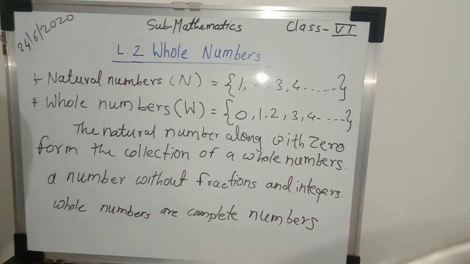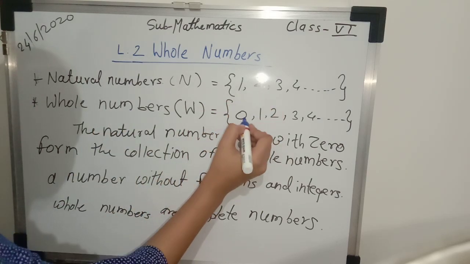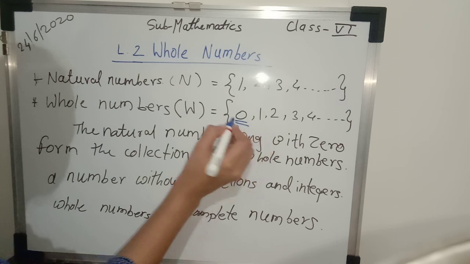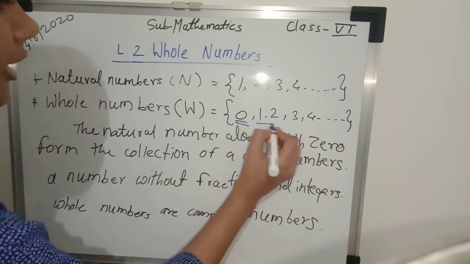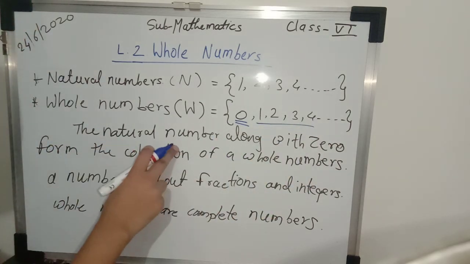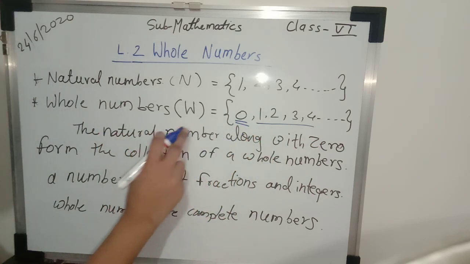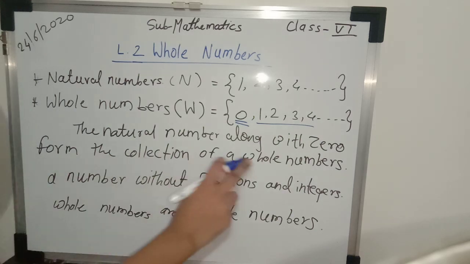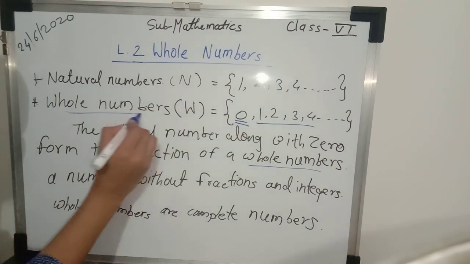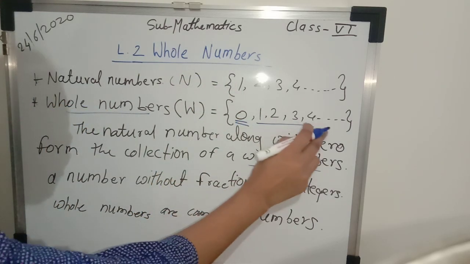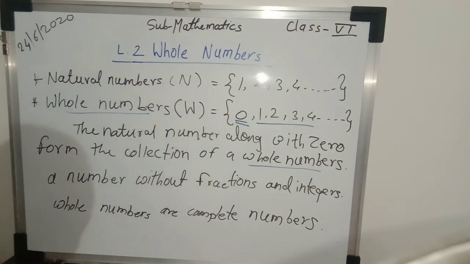Now here you can see the difference between natural numbers and whole numbers. In natural numbers 0 is not there, but in whole numbers 0 is there. So this is the big difference between natural and whole numbers. In whole numbers the other natural numbers are there. So it is a collection of natural numbers along with 0, and this collection of numbers along with 0 forms the whole numbers. So we can say that all natural numbers are whole numbers, but we can't say all whole numbers are natural numbers.